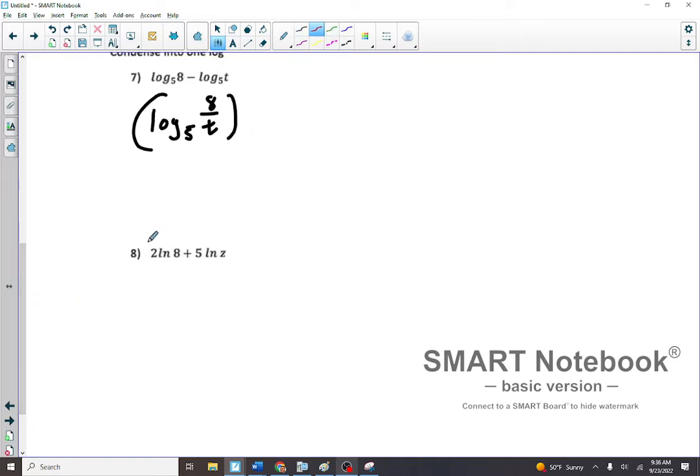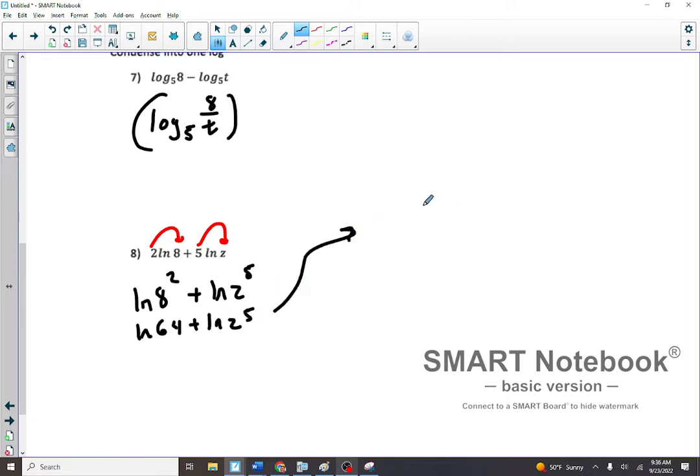We're happy. This one, 2 is going to go up to the 8, and 5 is going to go up to the z. So ln 8 to the second power plus ln z to the fifth power. The 8 to the second power, I actually want you to do the math. So ln 64 plus ln z to the fifth. We can show our final answer is ln 64 z to the fifth. You multiply them when you put them together.